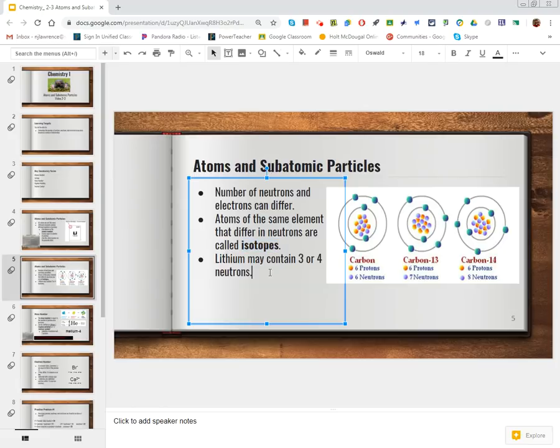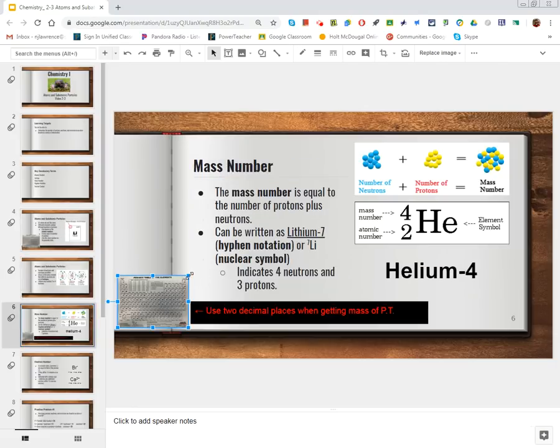So look at lithium. Lithium, typically on your periodic table, would have 4 neutrons, but lithium could also have 3 neutrons. And so when you look at your periodic table, and I'll pull it up real quick, let's look at lithium.